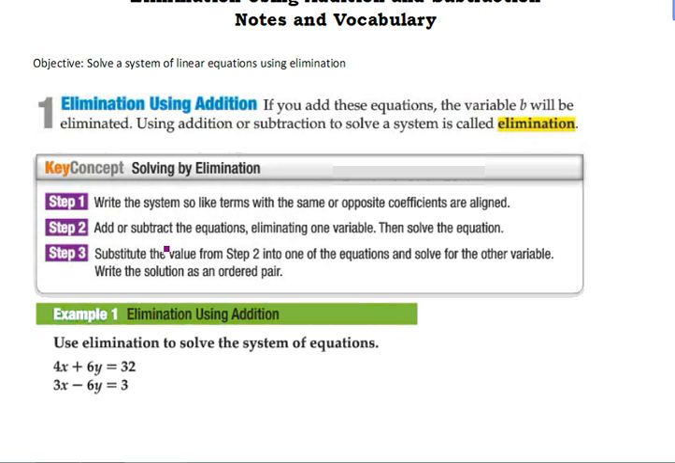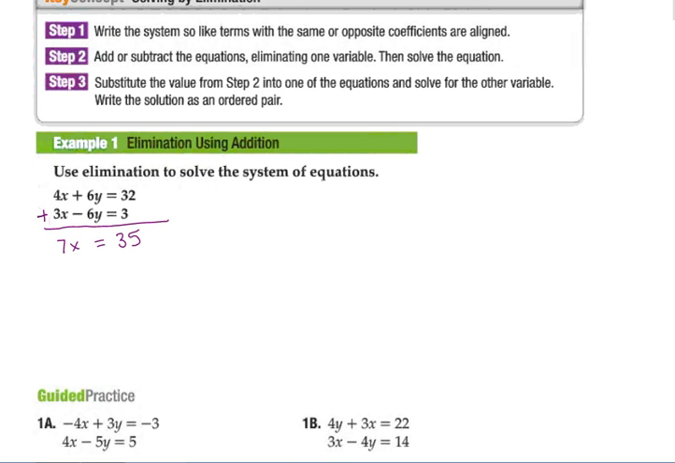Step 2, it says now we're supposed to add or subtract the equations, eliminating one of those variables. So really what we have to do here is we just have to go back to first grade and horizontally add these two numbers together, understanding that we're just going to add straight down. So 4x plus 3x is 7x. 6y plus a negative 6y is nothing. It's a 0, and I'm not even going to write it down. So I know that my 7x equals 35. Then I'm supposed to solve that equation. So solving that, I know that x equals 5.